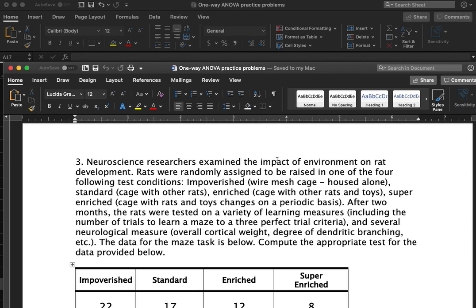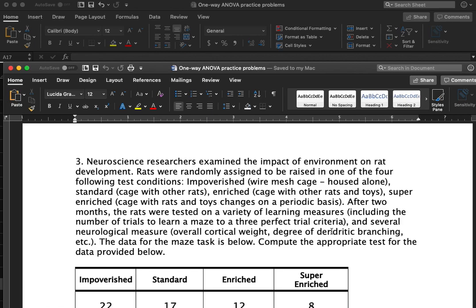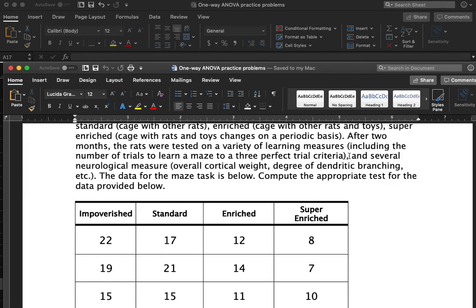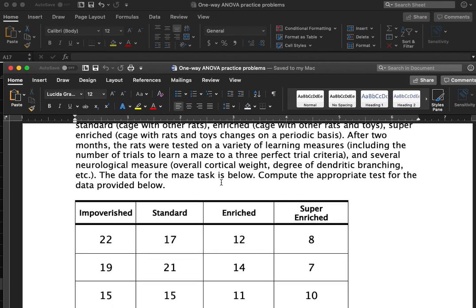Researchers who examine the impact of environment on rat development. Rats are randomly assigned to be raised in one of four conditions: impoverished; standard, where you get to play with other rats; enriched, with rats and toys; and super enriched, with rats and toys that we change on a periodic basis. After 2 months, the rats are tested on a variety of learning measures and several neurological measures. And the data appear below.